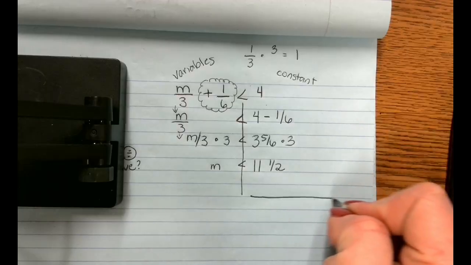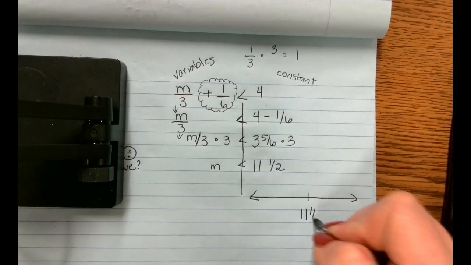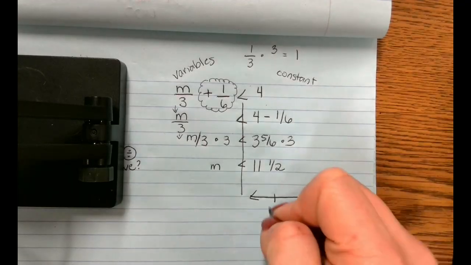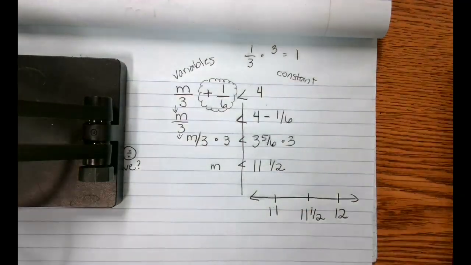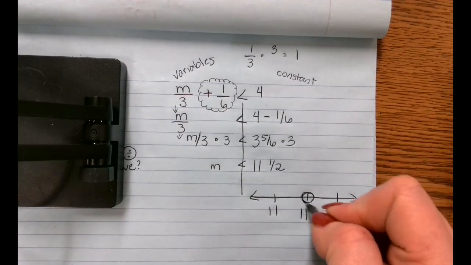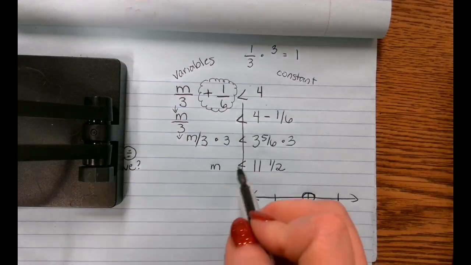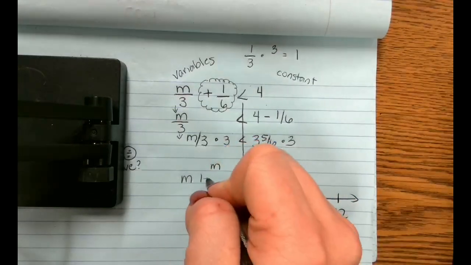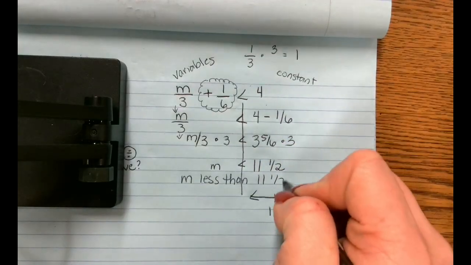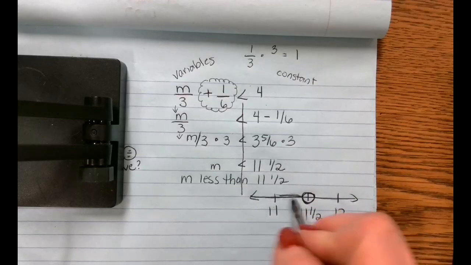When I'm graphing that on a number line, I'm going to put that rock star number of 11.5 in the middle. The number to the right is slightly bigger. The number to the left is slightly smaller. I notice it doesn't have that equal to, so that means I'll do an open circle because it's not equal to. And then I notice that it says m is less than. So if I translate that into words, it's m is less than 11.5. So the numbers less than 11.5 are this way.